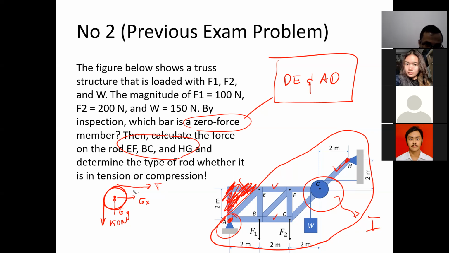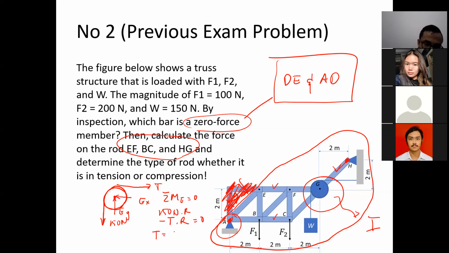Sigma Fx, we don't know the Gx value yet. So the one that we already know the value is only the weight, 150 Newton downwards. So we're supposed to use what? Moment. Correct. Sigma moment at G equal to 0. By doing so, what we will have is 150 Newton multiplied by a radius, right? Minus T multiplied by a radius equal to 0.